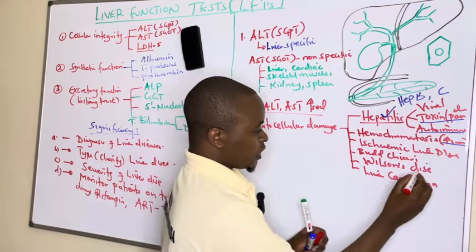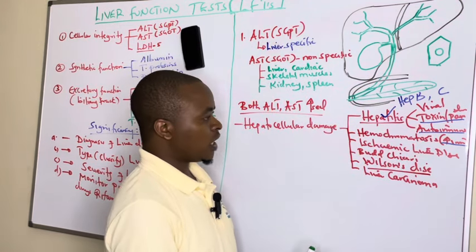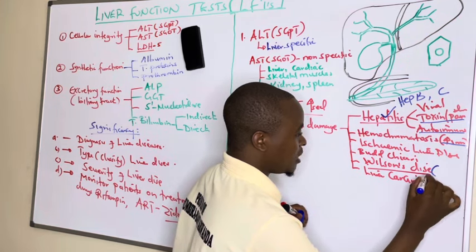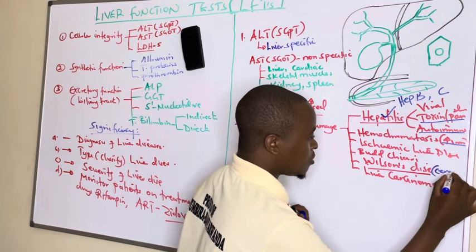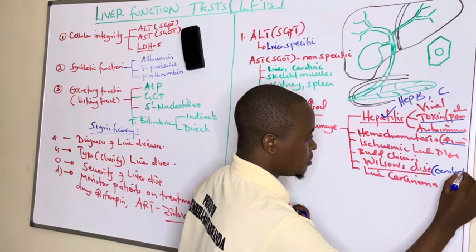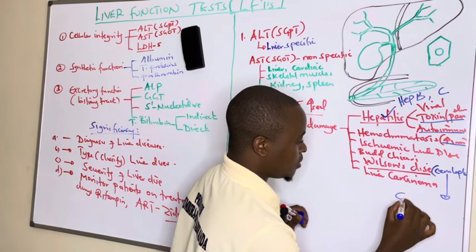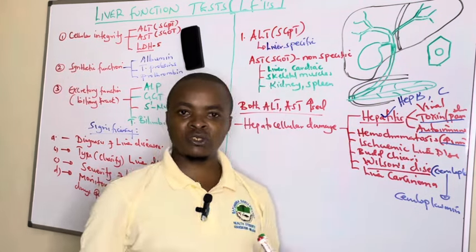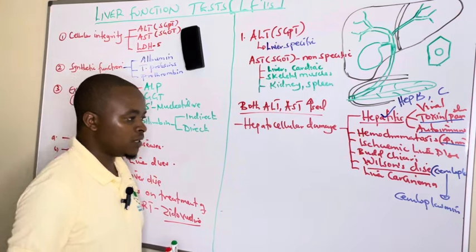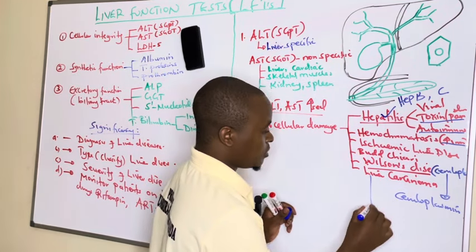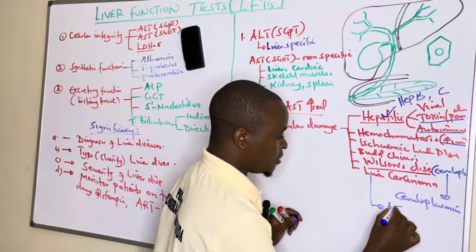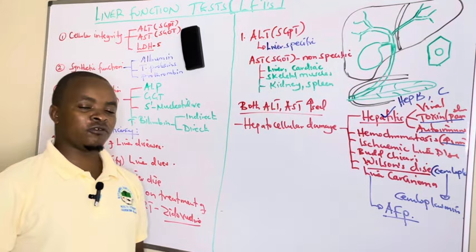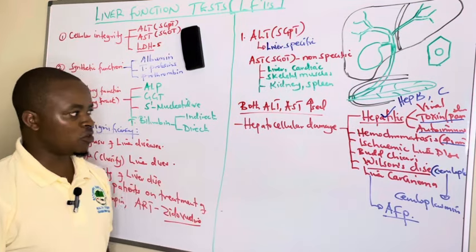And if you are suspecting Wilson's disease, we can also do a differential diagnosis whereby you order for ceruloplasmin. For Wilson's disease, we can confirm it with ceruloplasmin. And whenever someone has Wilson's disease, we find reduced levels of ceruloplasmin. And for liver carcinomas, we can do alpha-fetoprotein. Alpha-fetoprotein can be a differential diagnosis of liver cancer, or what we are calling liver carcinomas.